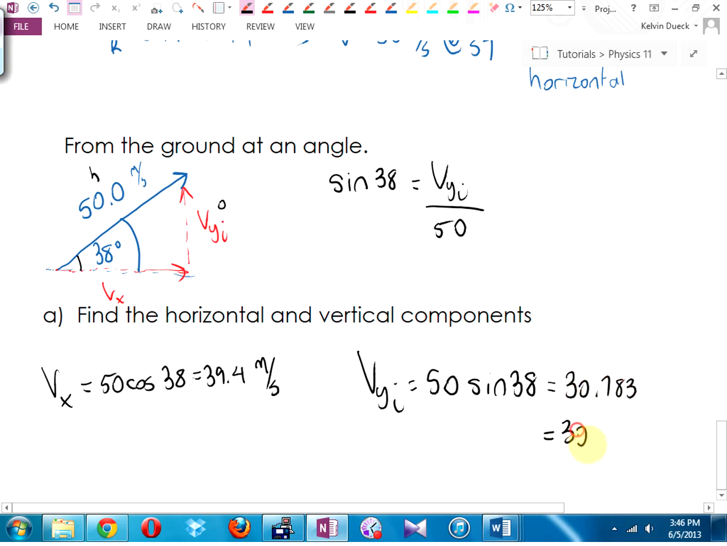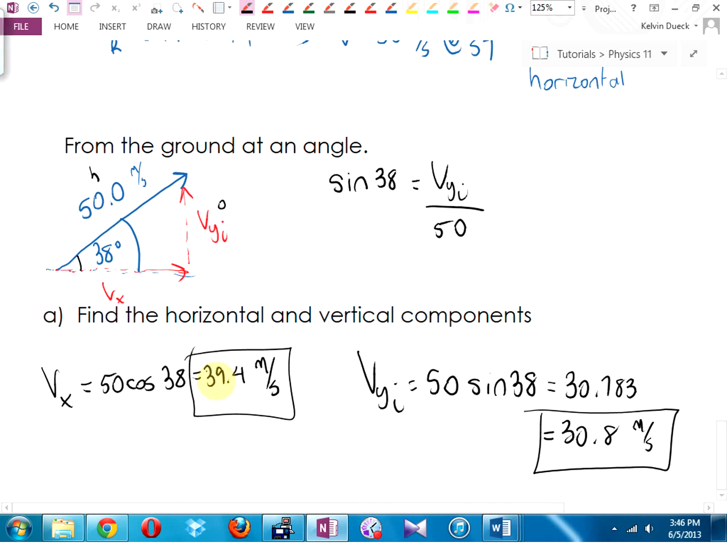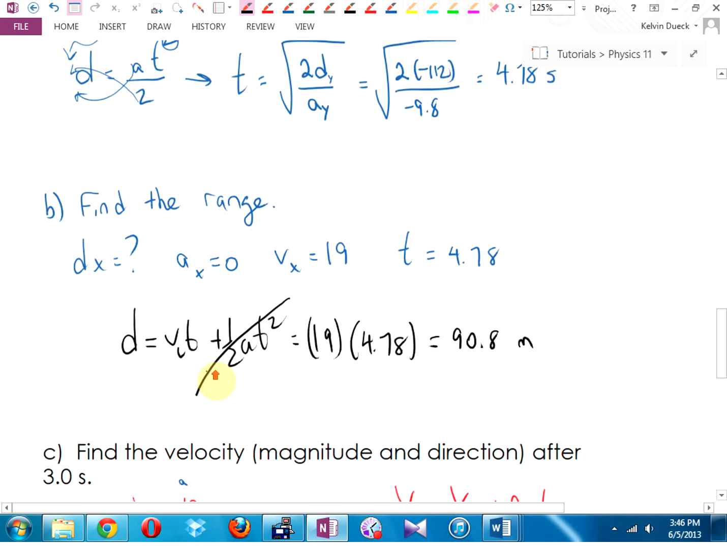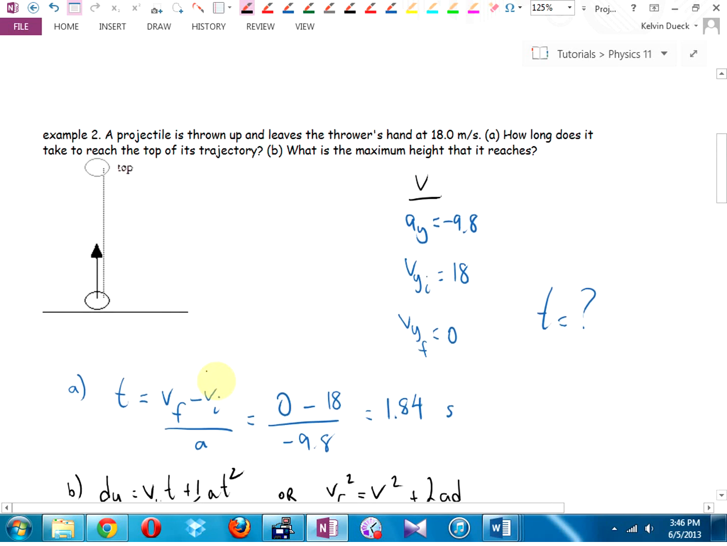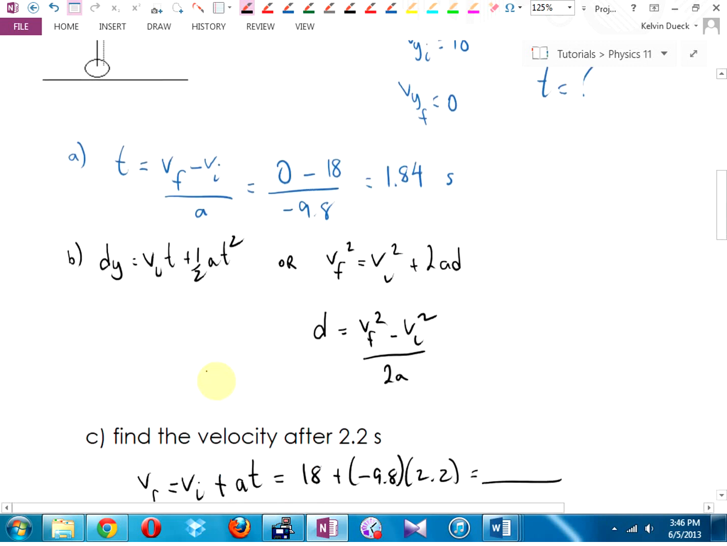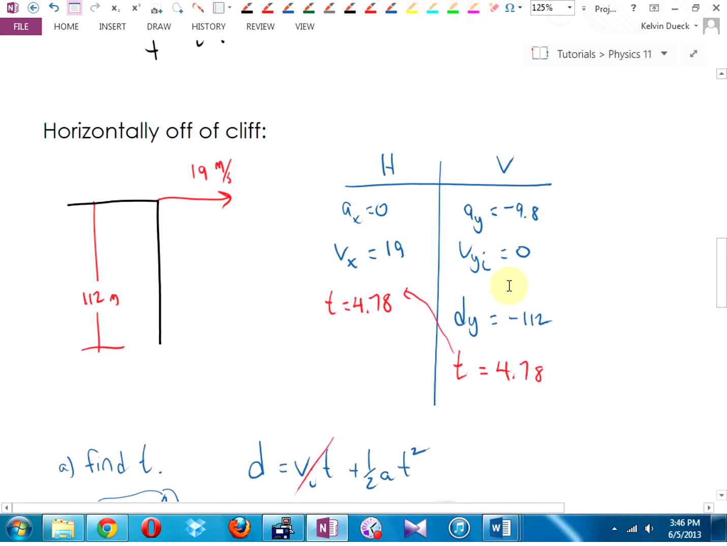Equals 30.8 meters per second. I'll even put little boxes around these for Mr. Dueck so that my answers stand out. Now that we've done that, it's completely the same as all of this combined. It's the same as example 2 that I did with you in Freefall, except there's a horizontal component. It's not quite the same as horizontally off a cliff because Vy is not 0.